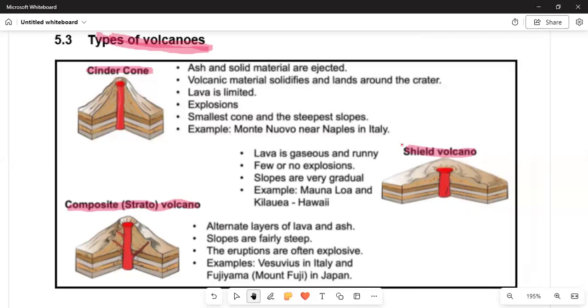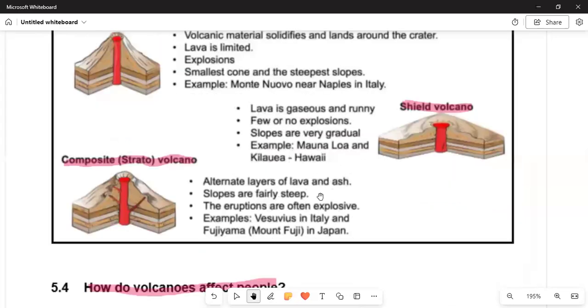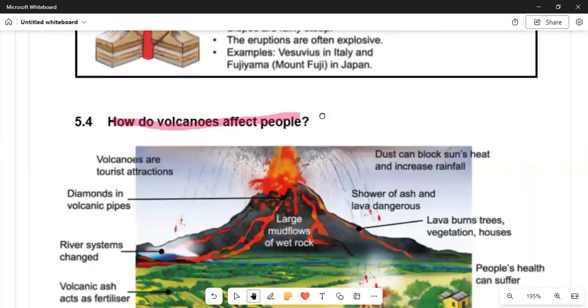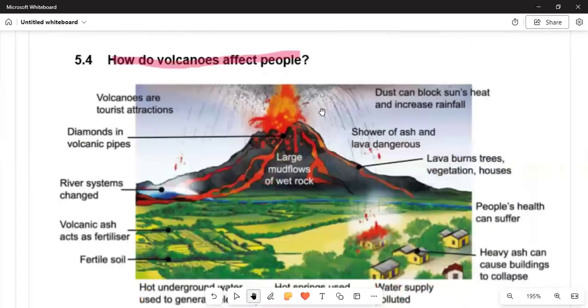And then we've got the composite stratovolcano. It has alternate layers, and the eruptions are often explosive. Examples are Vesuvius in Italy, and they have happened in Japan. So you need to know them. You need to identify each of them. All right. And then we are moving to 5.4, when we are talking about how the volcano affects people.